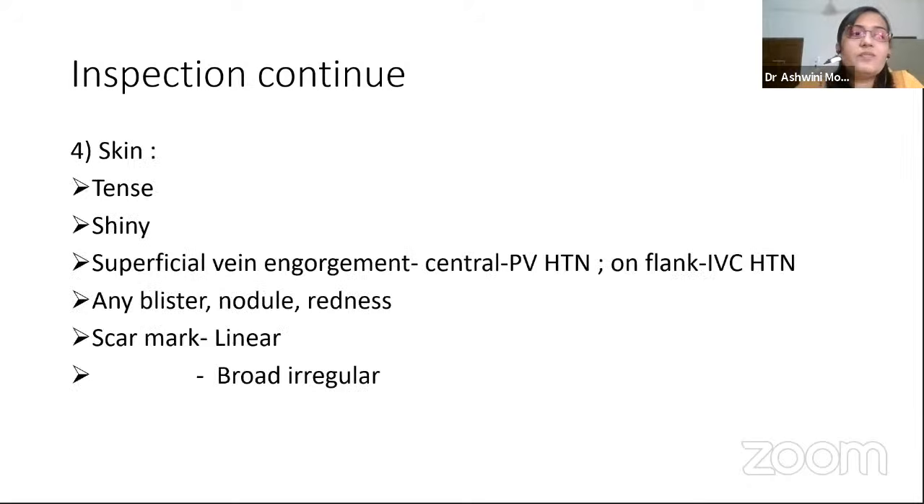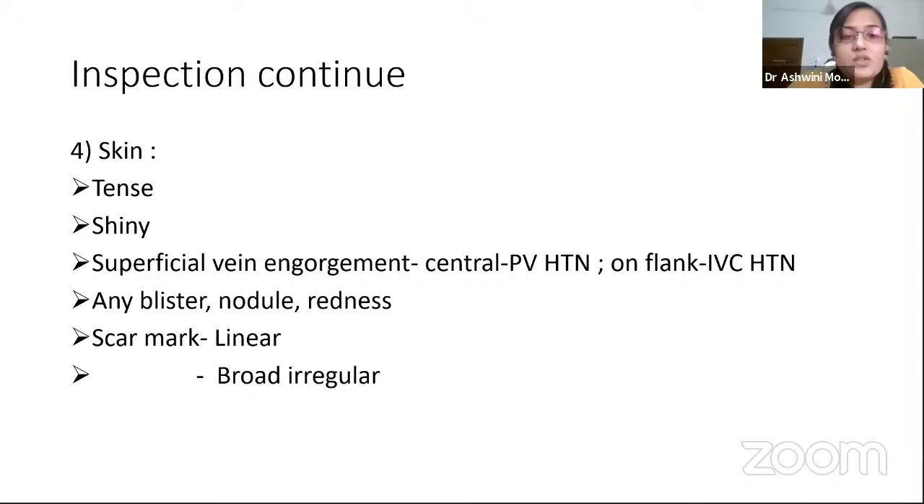Then after that, we have to see the skin of the abdomen. From the nipple to the mid-thigh, we have to see the whole skin. Is it a tense abdomen, tense shiny skin, with engorged superficial veins? This is most probably seen in patients with portal hypertension or inferior vena cava hypertension. If it is portal, the veins will be central. If it is inferior vena cava, then they will be on the flank.